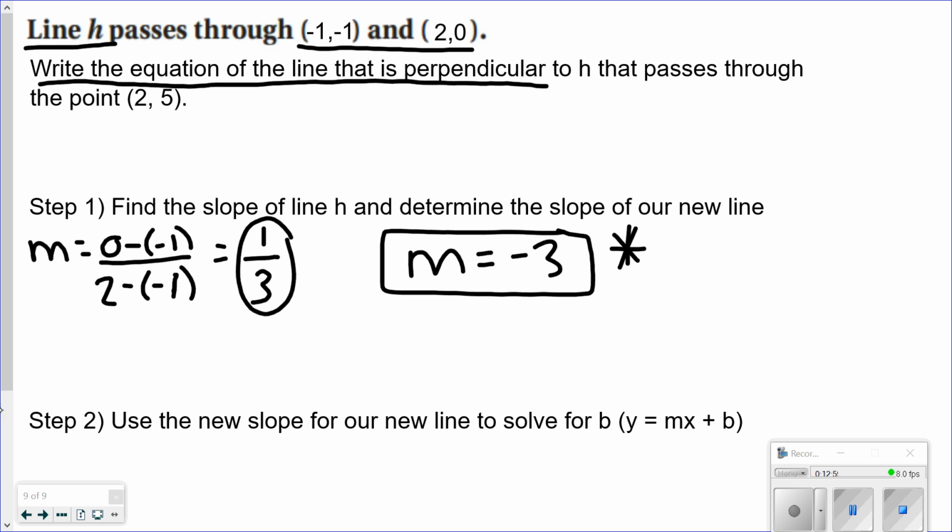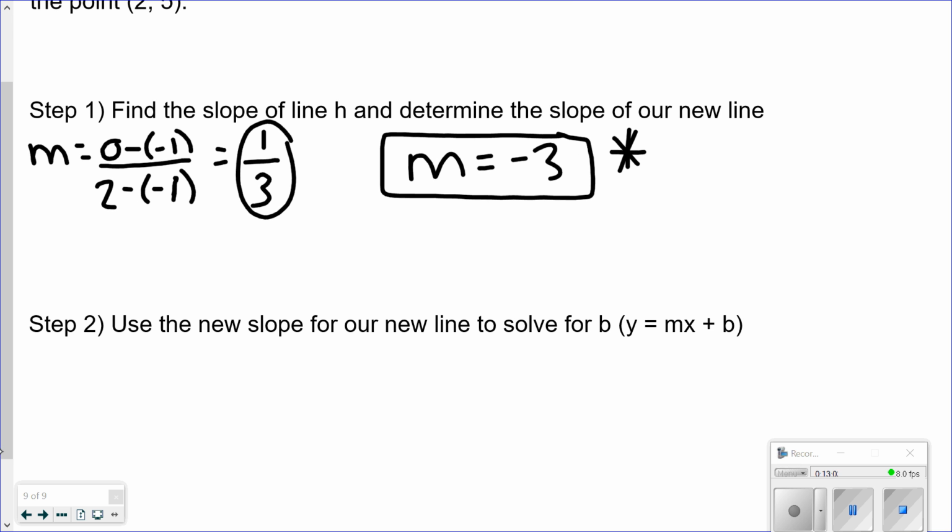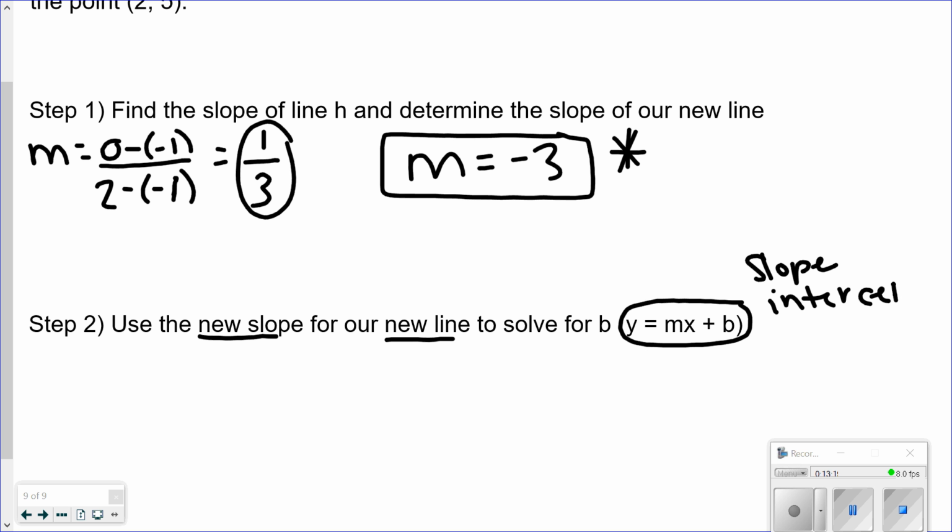Step 2 is saying that now that we have our new slope for our new line, we want to write our equation. Equations are written in the form y is equal to mx plus b. That is slope-intercept form, where m is the slope and b is the y-intercept, where the line crosses the y-axis. This should look very familiar from last year.